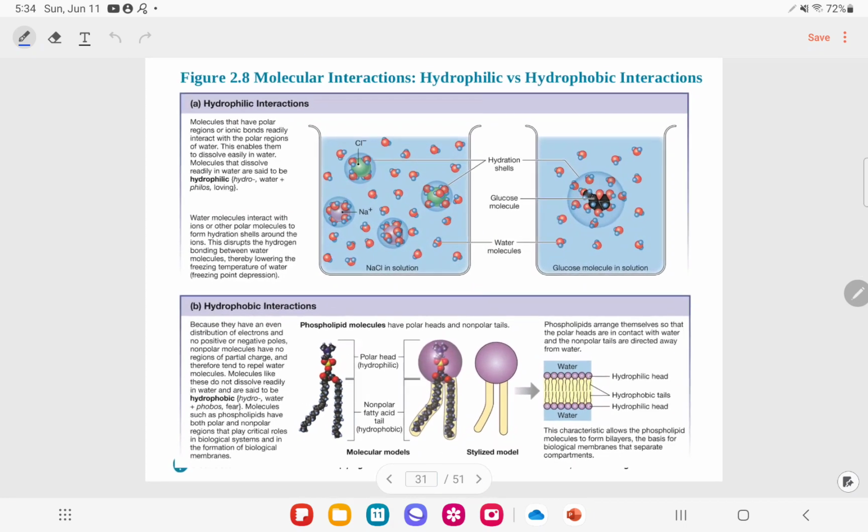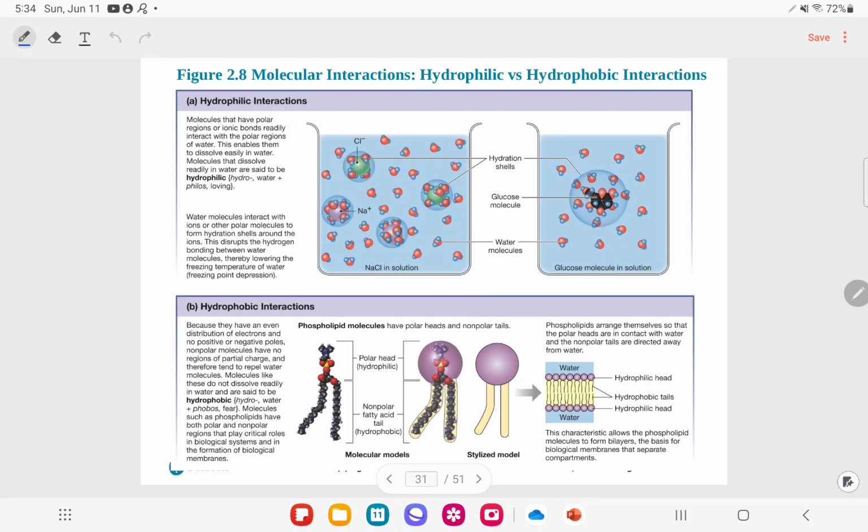So, let's look at these molecular interactions. Hydrophilic interactions involve water-loving molecules. You can have molecules that have polar regions or ionic bonds. These readily interact with polar regions of water, which enables them to dissolve easily in water. Molecules that dissolve easily and readily in water are said to be hydrophilic.